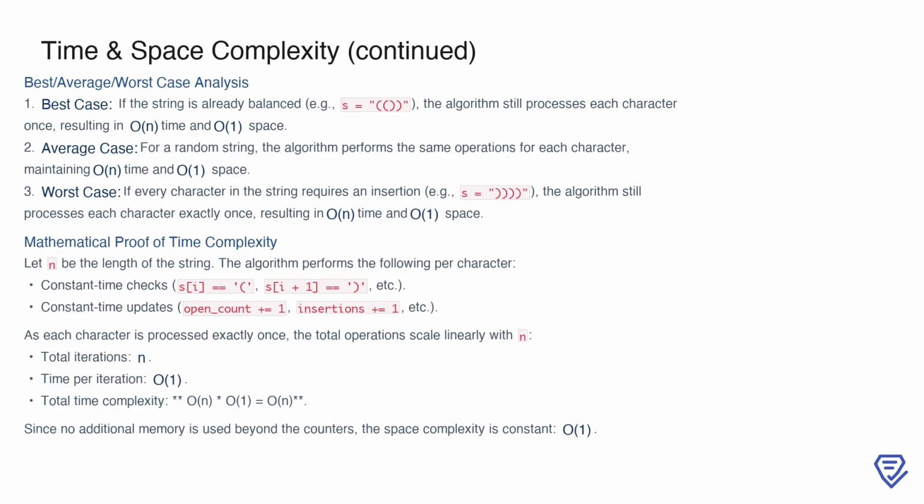Each operation, whether it's a comparison or a counter update, is performed in constant time. Since the algorithm iterates through the string linearly and uses no extra memory aside from the counters, the time complexity remains O(n), and the space complexity O(1), regardless of the input size.